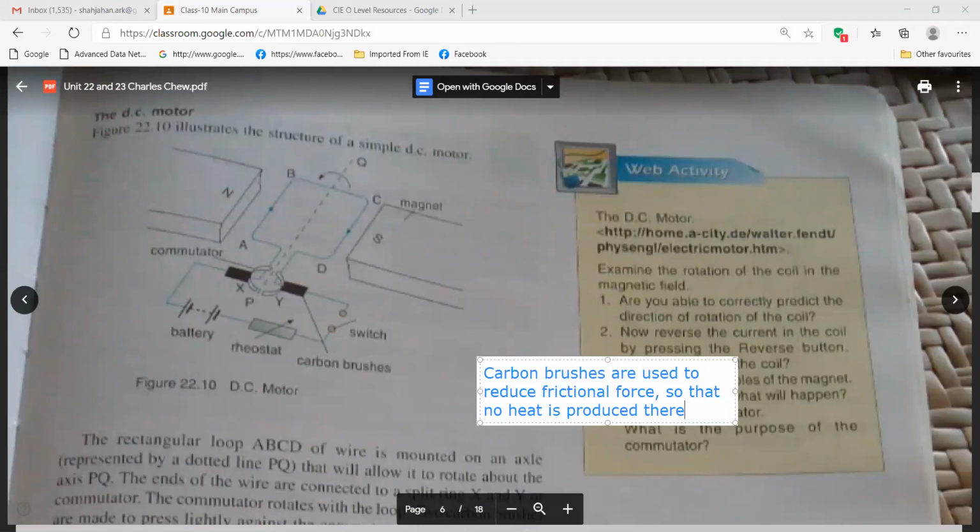And the other thing, sir, can graphite not be used? Graphite is slippery, this one is not elastic. But carbon brushes means graphite. Yes, graphite.